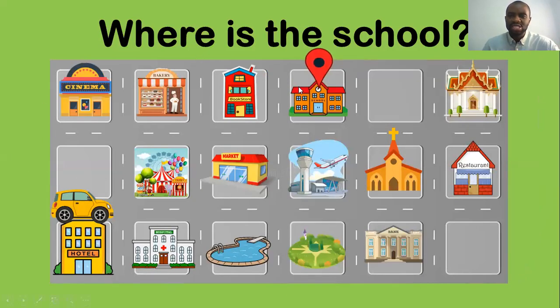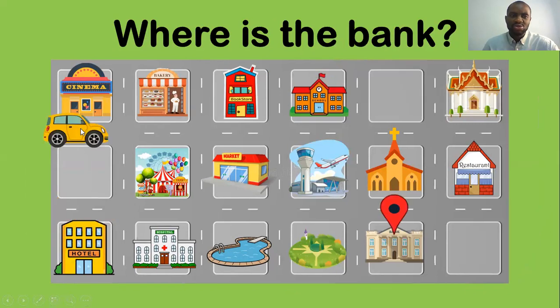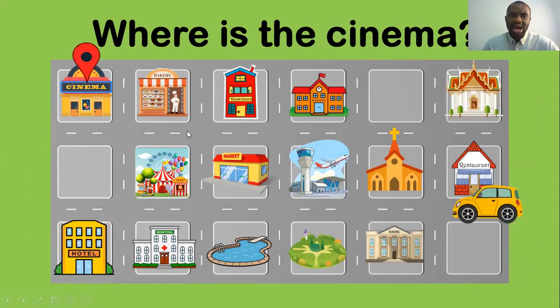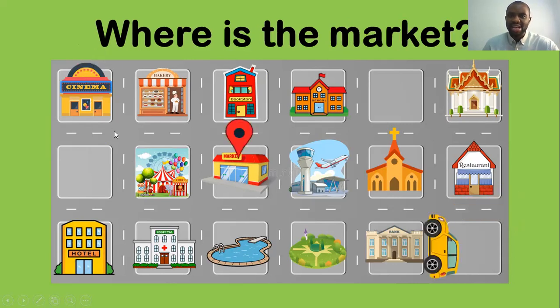Okay, school, this is a school. How do we go to the school? We drive. This is a cinema. How do we go to the cinema? We drive past the church. We pass the airport. We pass the market. Okay. We pass the fair and we can go. We turn left. We see a roundabout. We go straight and this is the cinema.